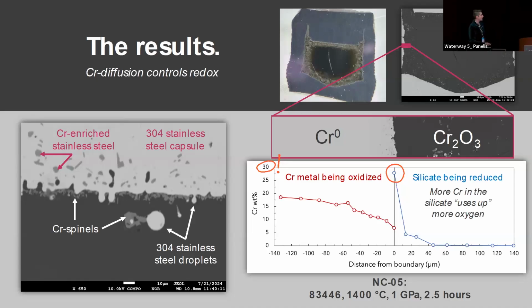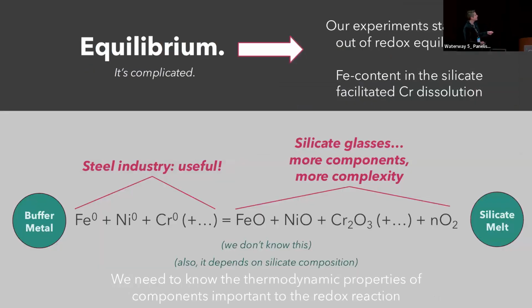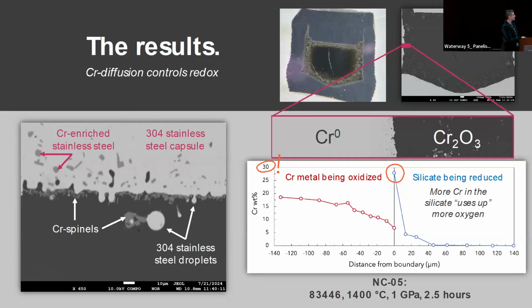And so we see that what's actually driving this reaction is the chromium also reacting with the iron. So I wish I could go backwards. Can I? Yes. Okay. So we actually have chromium in our metal coming out, forming these chromium spinels, dumping into chromium oxide in the melt, and it's grabbing that oxygen from available iron oxide. So we're reducing our silicate melt, we're oxidizing our capsule.